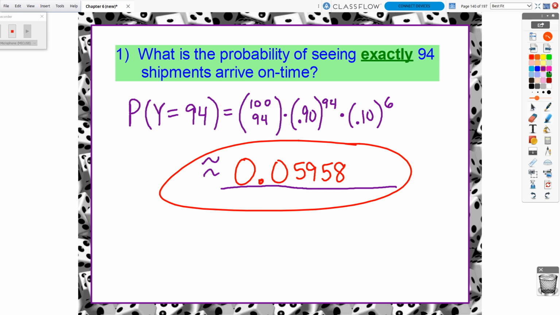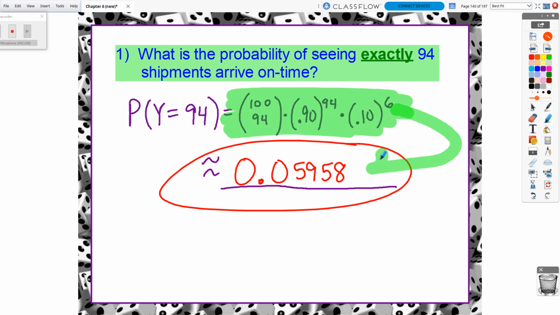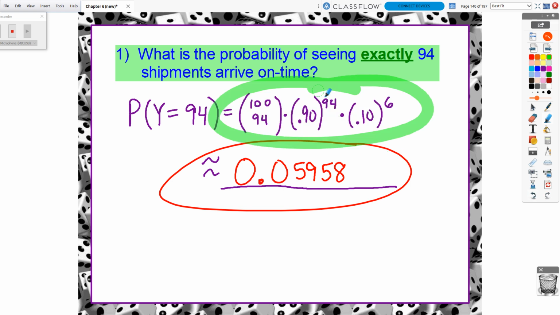Now, it is important, once again, that you show me the work, and it's also equally important that you come up with the correct answer. There have been times where I've had students show me the correct work, but then they screwed up in the calculator and they got a different number. So you do get partial credit, but not full credit in that scenario.